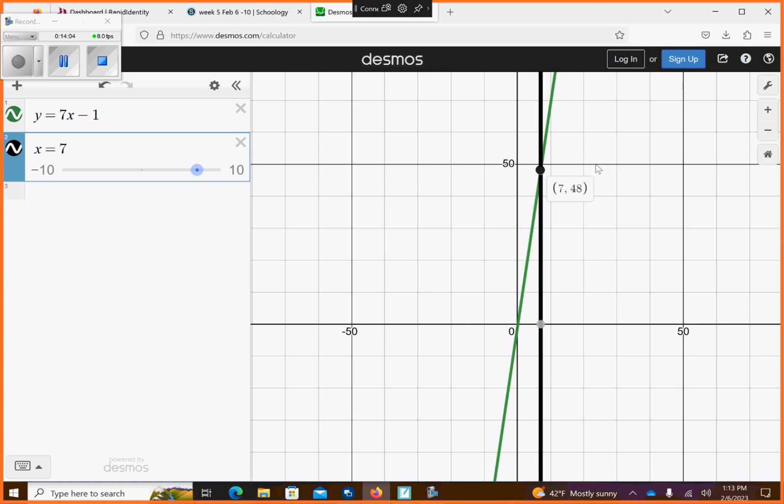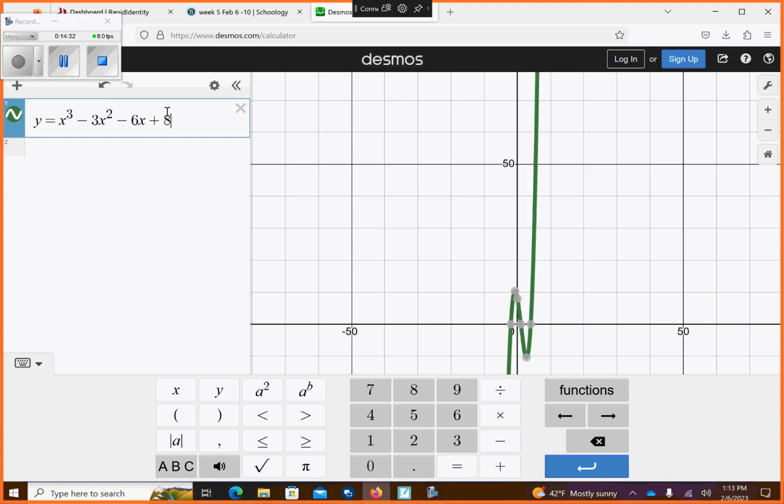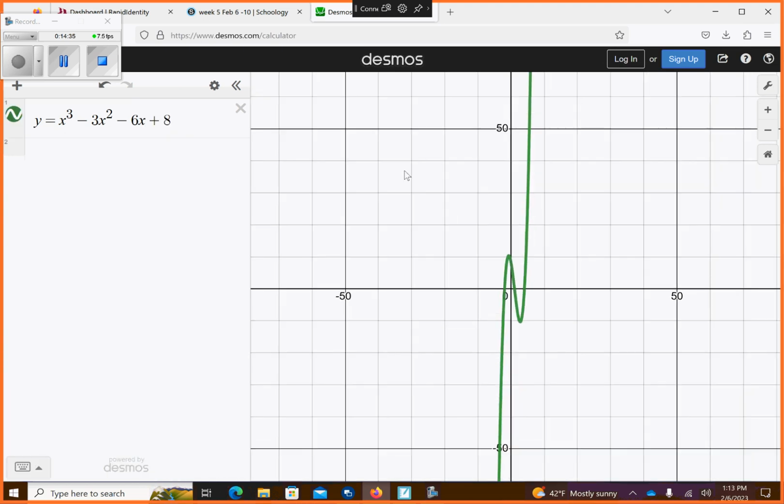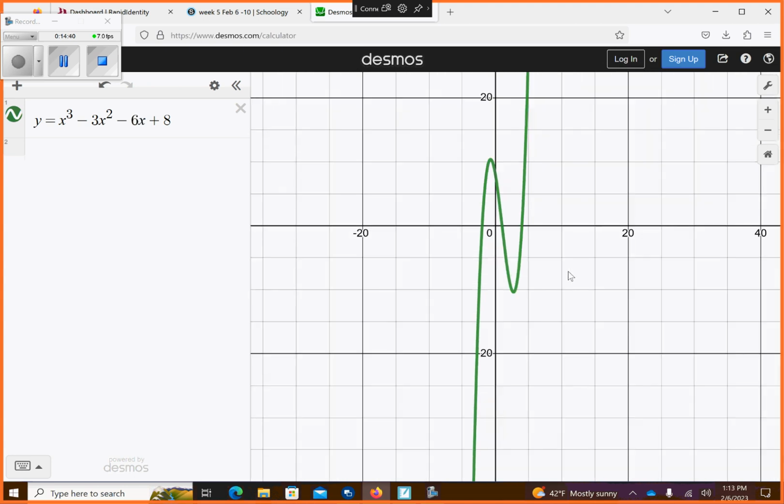All right, on the back side, sketch the graph of each of the following functions. Label the key points requested, round to the nearest tenth, so 1 decimal place. Okay. Let's see what this problem is going to yield us. So you've got y equals x to the 3rd minus 3x squared minus 6x plus 8. Okay. Kind of an amazing looking graph. So let's see.